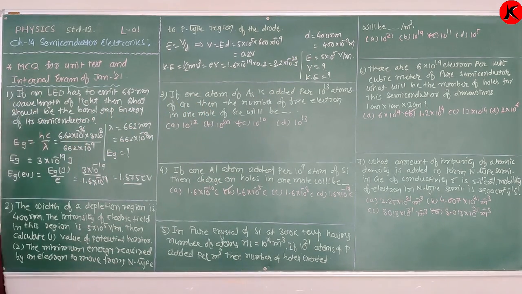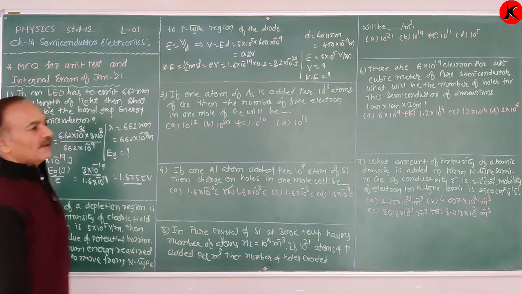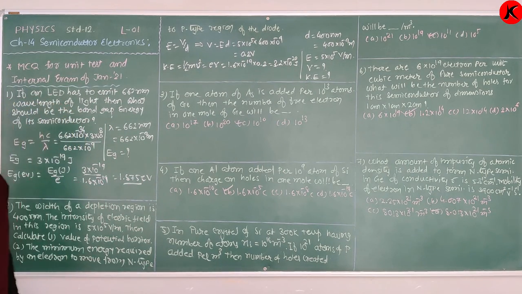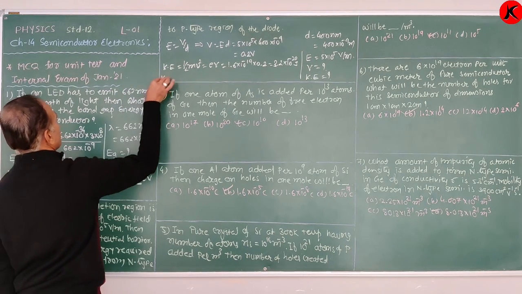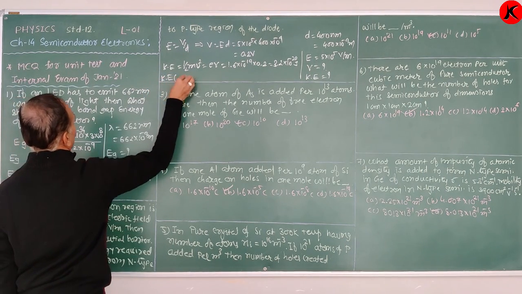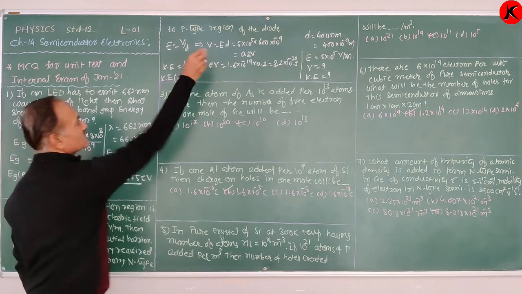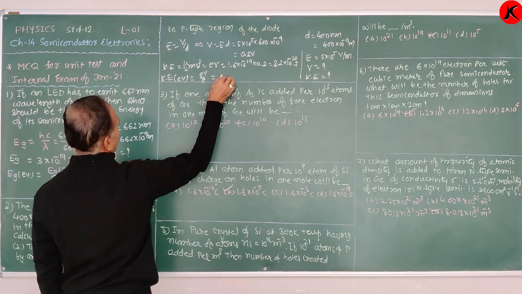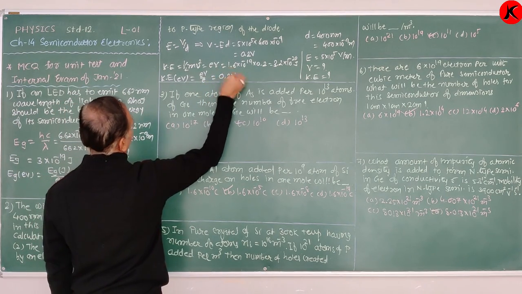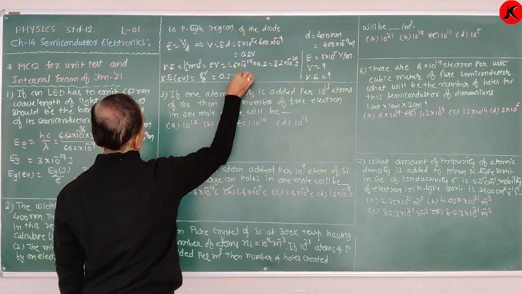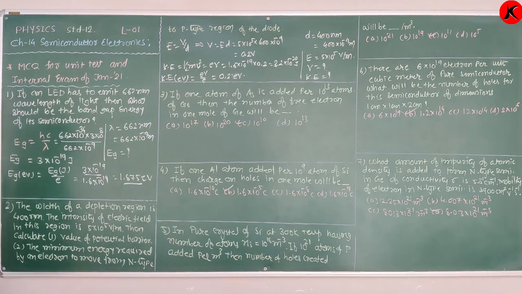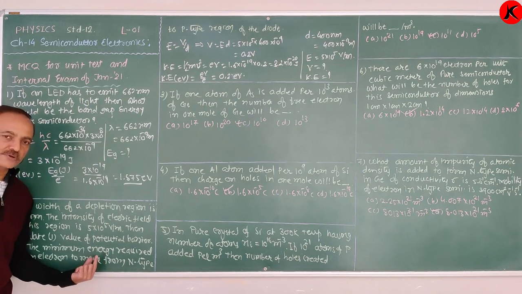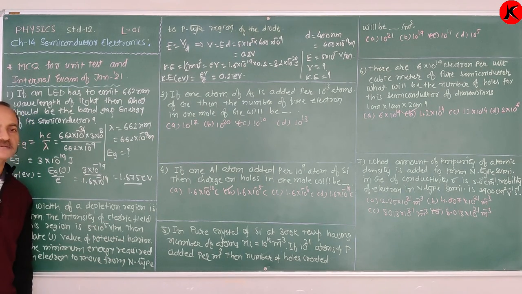So this is the value of the minimum kinetic energy required by the electron to move from the N-type to the P-type region, that is in joule. But how much kinetic energy is required in electron volt? Therefore, the kinetic energy of an electron in electron volt is eV upon e. The e cancels, which means it is only 0.2 electron volt.